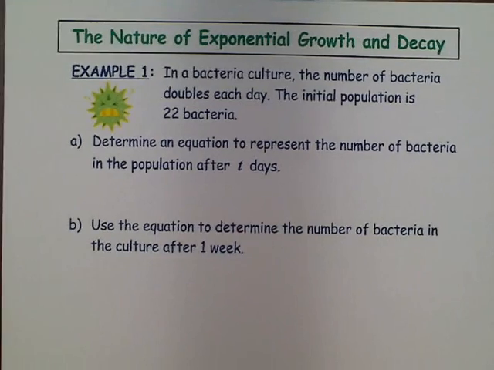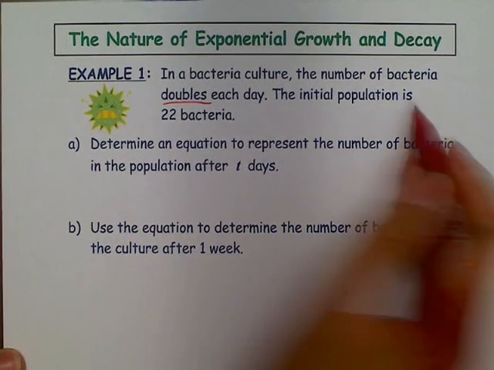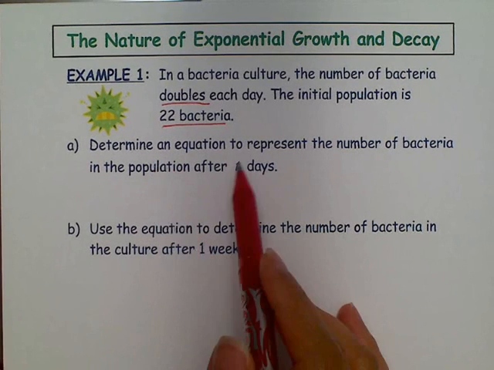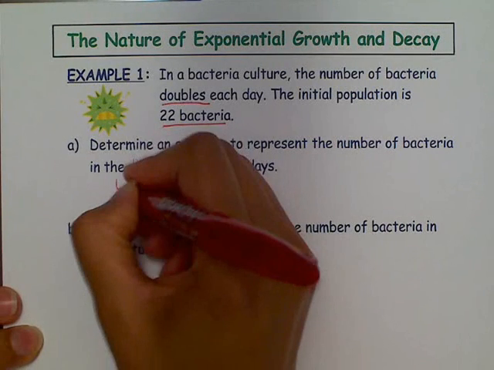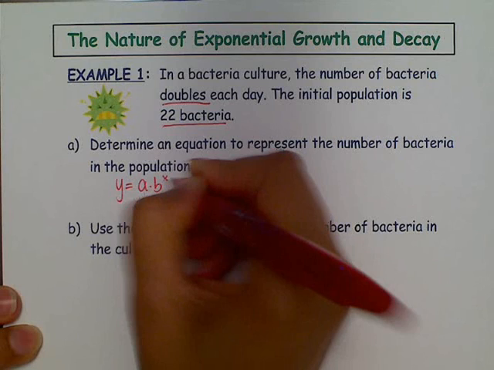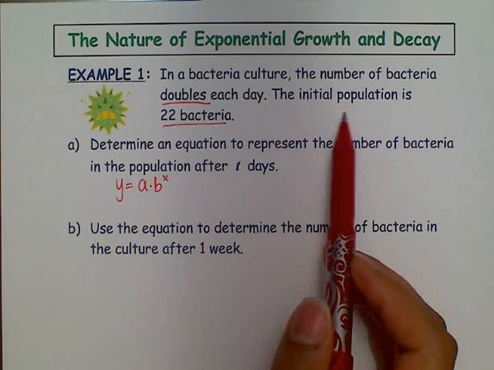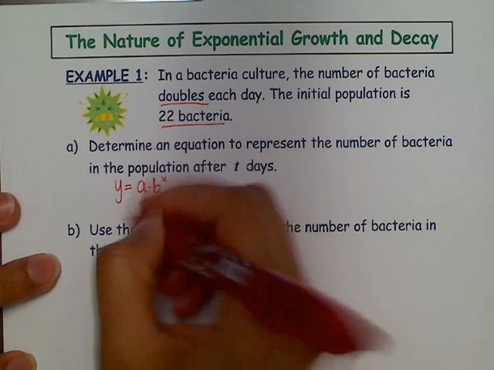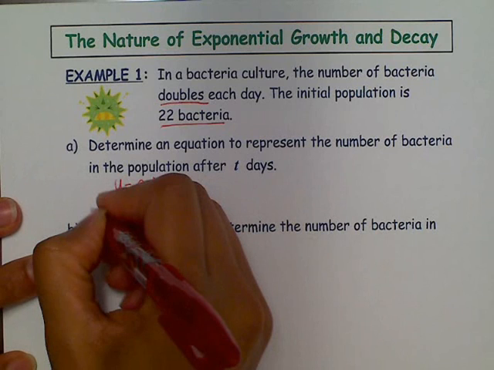Here's our first one. In a bacteria culture, the number of bacteria doubles each day. So that's some information about what the ratio might be. And the initial population is 22 bacteria. So it tells you how many bacteria you have initially. In part A, it asks us to determine an equation to represent the number of bacteria in the population after t days. So I'm going to start by writing the general form of exponential growth or decay. And I know in this case this is going to be a growth because it's doubling each day, so it's going to get higher and higher each day. And so if I plug in the information I know, the initial population was 22. So I know a is going to be 22.